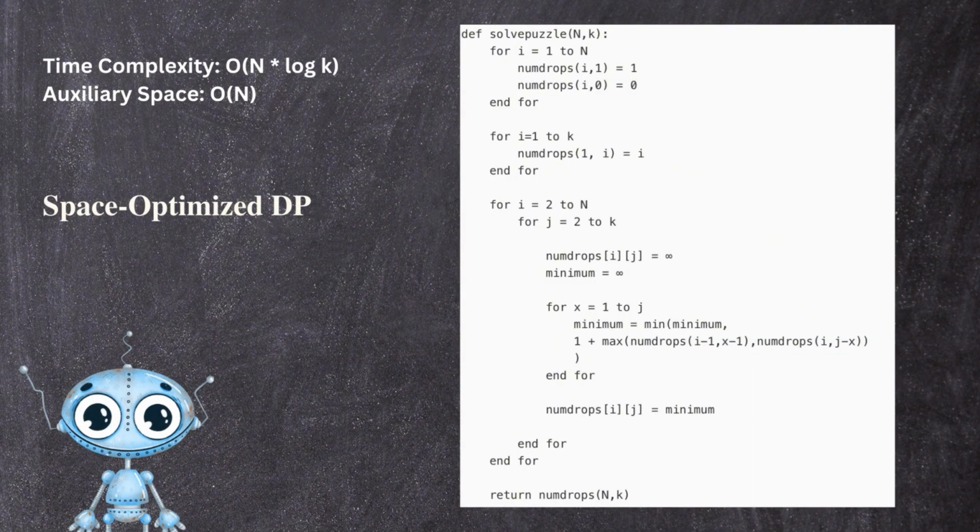Egg dropping puzzle using space-optimized DP. Create an array dp of size n+1 and an integer m. Run a for loop from m equal to 0 till dp[k]. Run a nested for loop from x equal to n till x is greater than 0. Set dp[x] equal to 1 plus dp[x-1], and return m.